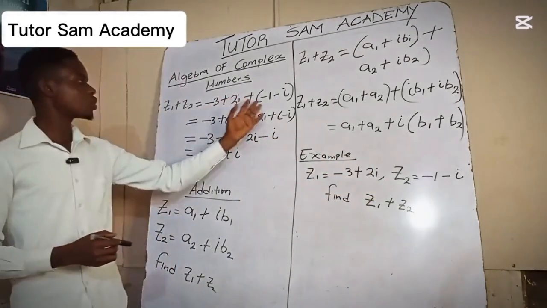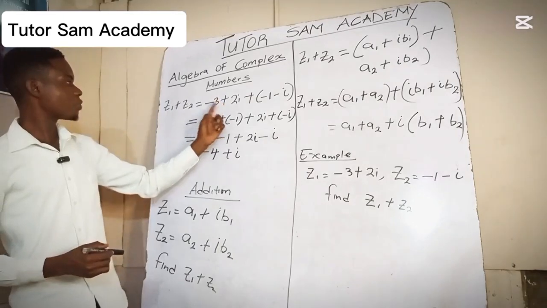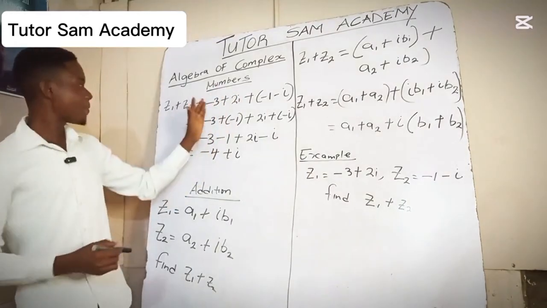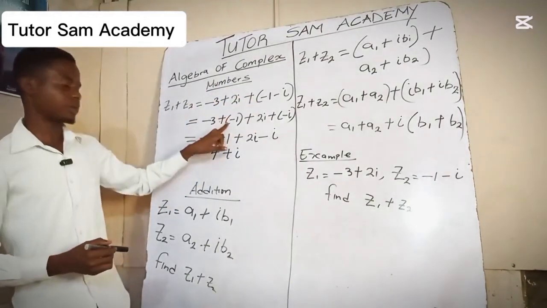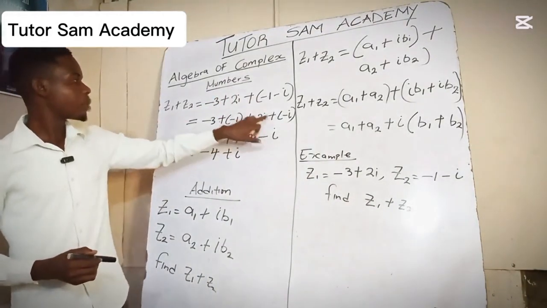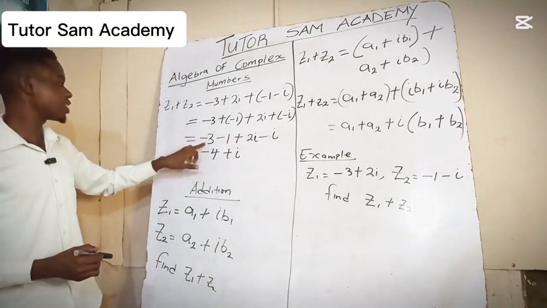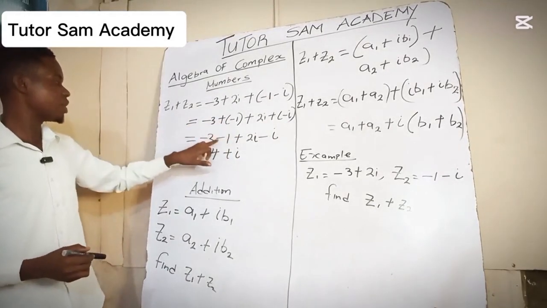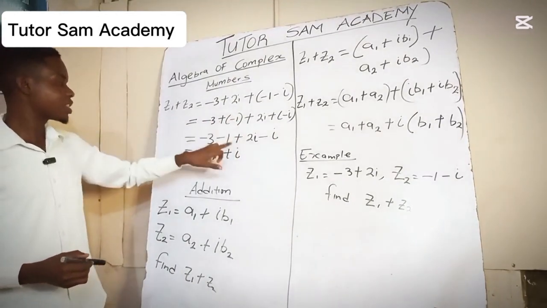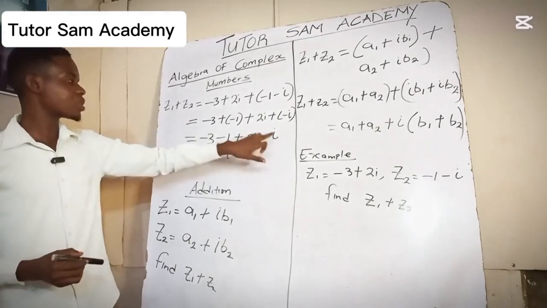Z2 is minus 1 minus I. So minus 3 plus, you add the real part, minus 3 plus minus 1. Then plus 2I plus minus I. So from here, minus 3 plus times minus gives me minus 1. This is 2I plus times minus gives me minus I.